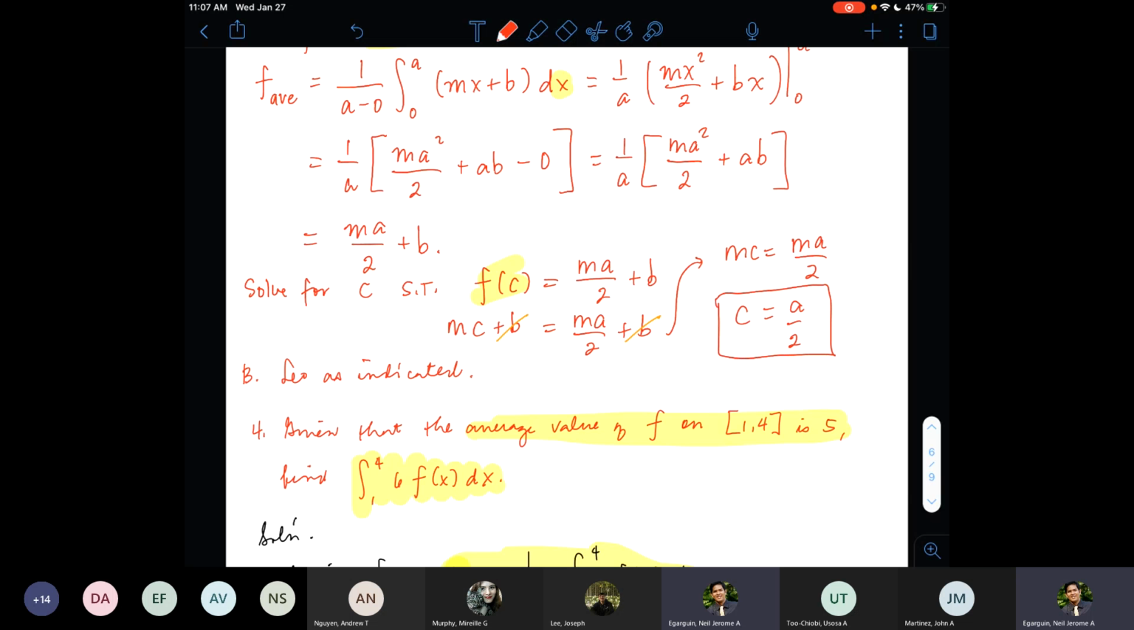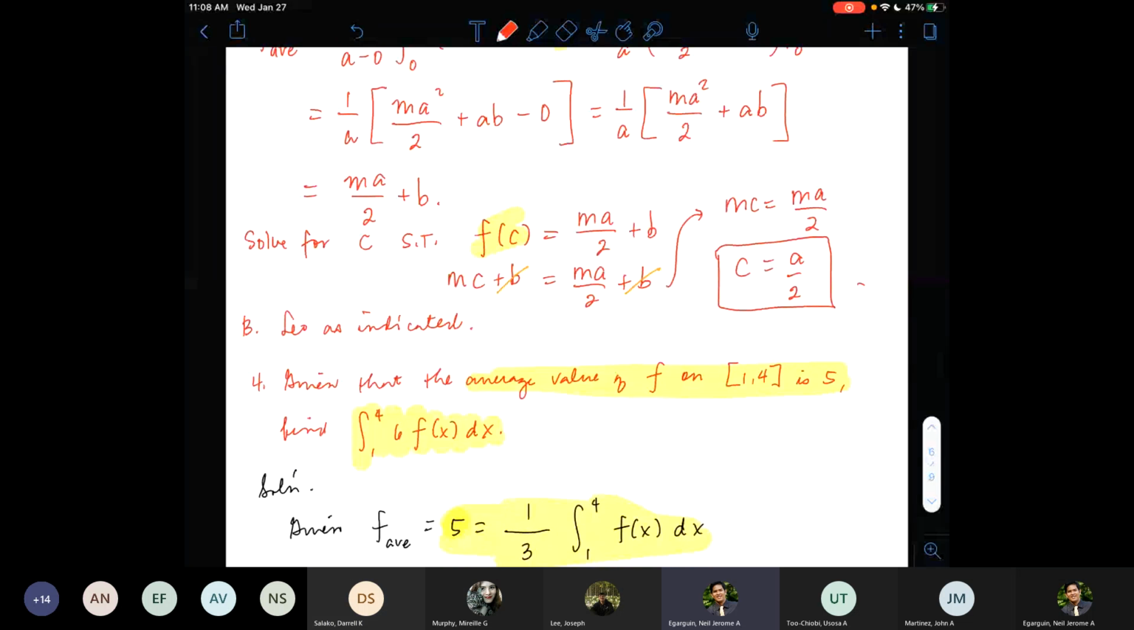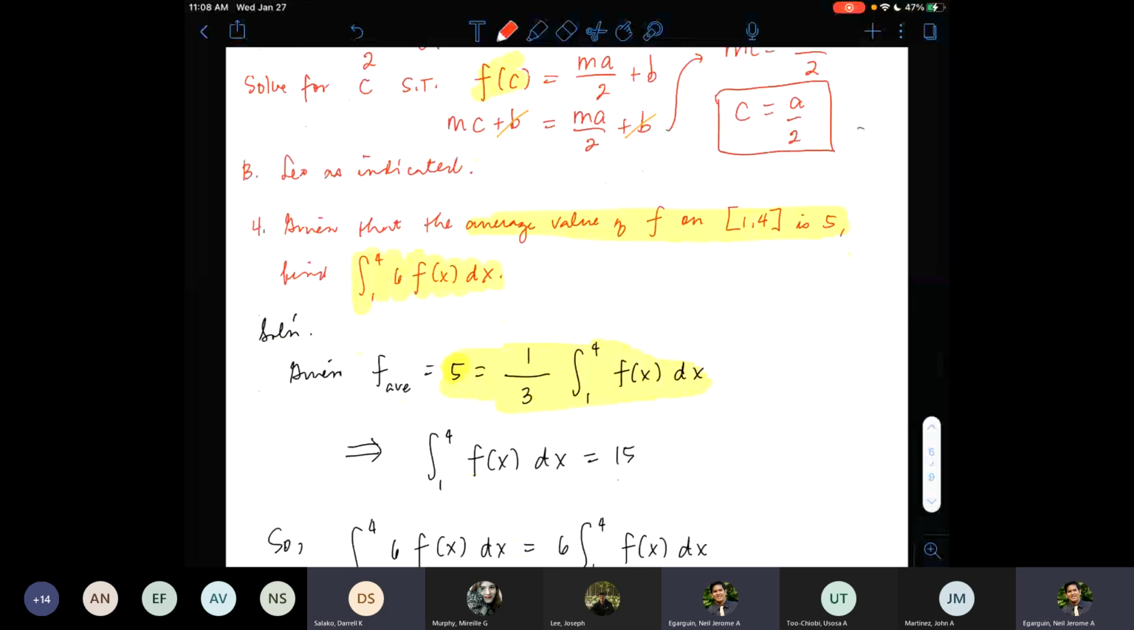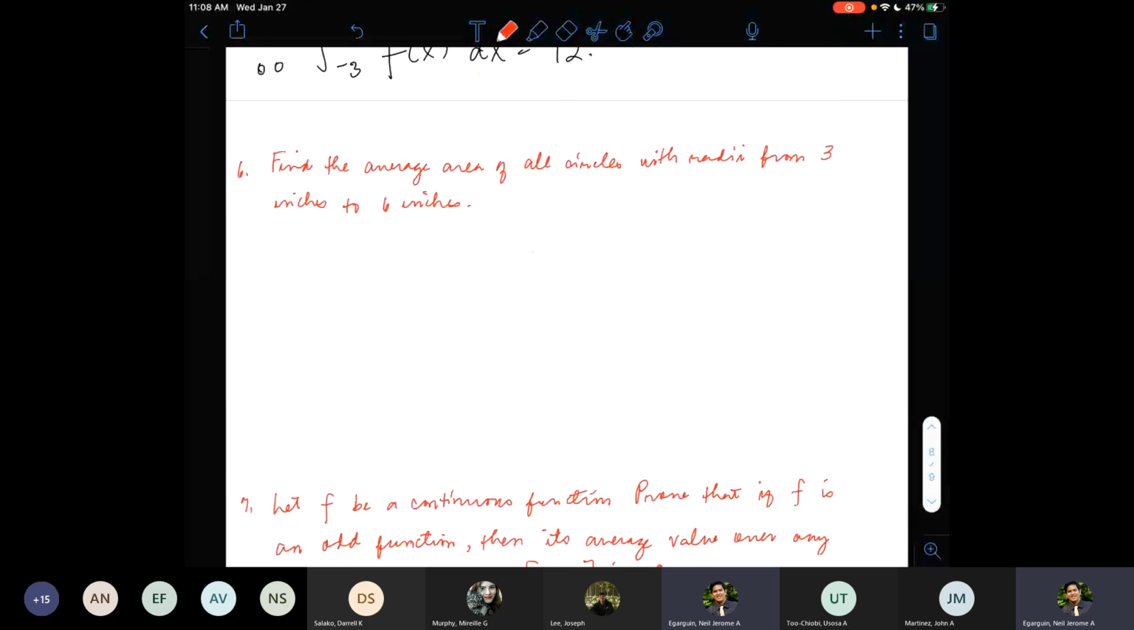And indeed, a over 2 is the middle of the interval, which makes sense because you have a straight line. The average value is expected to be in the middle of the interval, right? And the middle is a over 2. All right, is that good? Yes. All right, I'll take your silence as a yes. Don't hesitate to ask your questions.